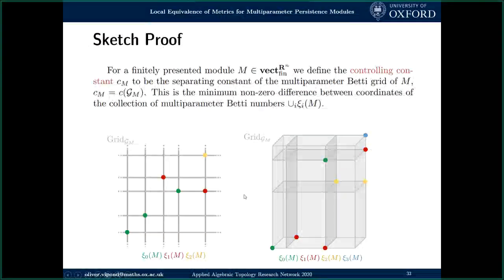And so as I said before, this grid is important because this is really where our Betti numbers are going to slide when we're looking at the push function and trying to compare the locations of the multi-parameter Betti numbers to the endpoints of the bars in our fibered barcode.